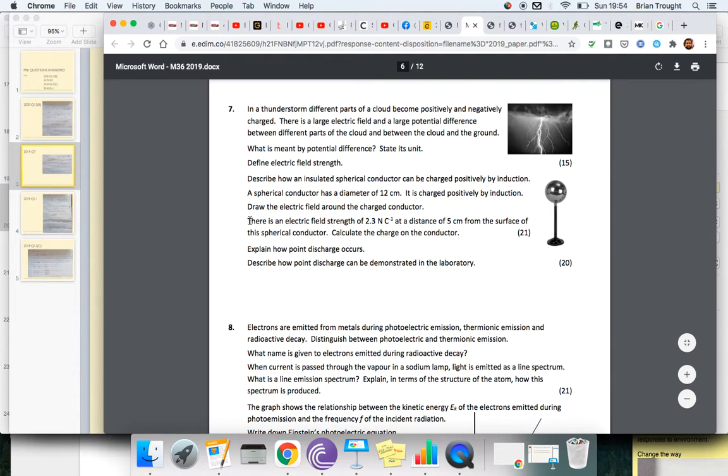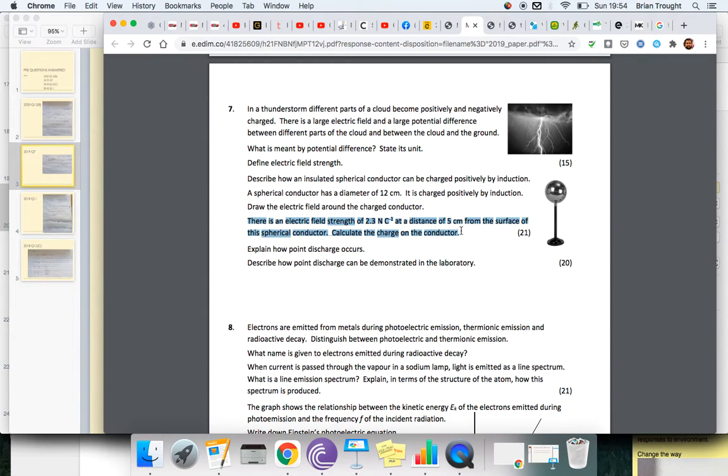Okay, actually this part. There's an electric field strength of 2.3 at a distance 0.05 meters from the surface of the conductor. Calculate the charge on the conductor. When you see electric field strength and distance, you're using the formula not in the log tables. E is 1 over 4 pi epsilon Q over d squared.